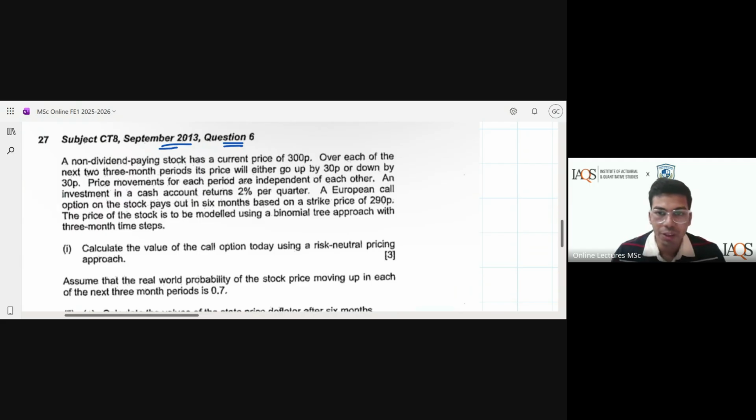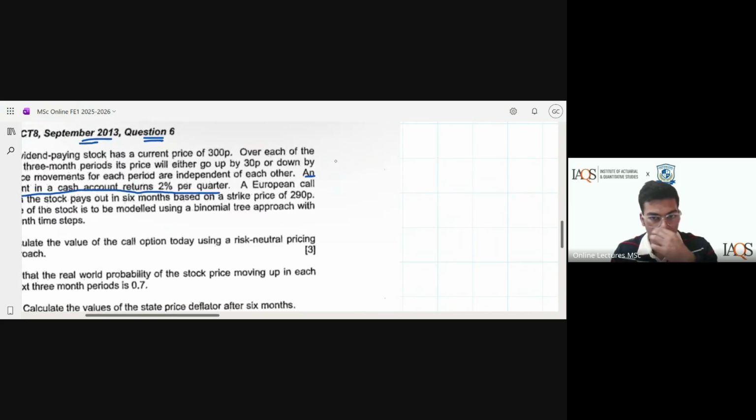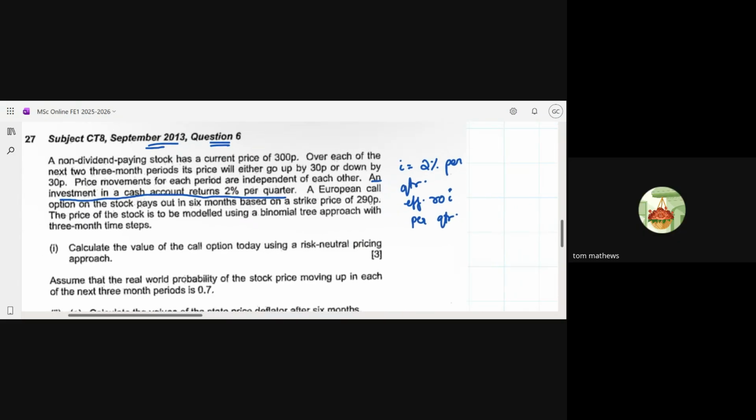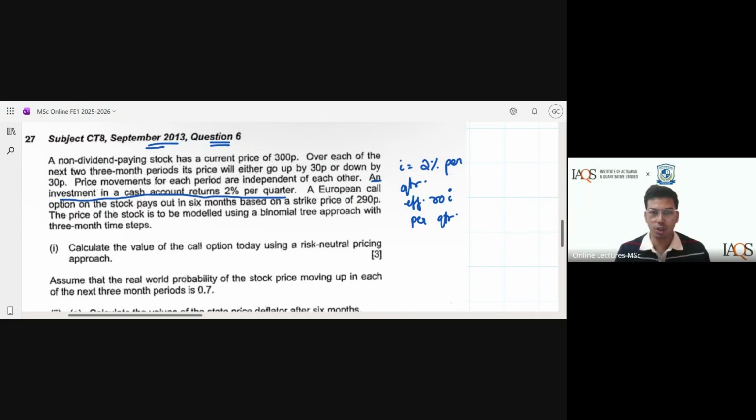I'll tell you this much. When they're saying an investment in a cash account returns 2% per quarter, they're ideally telling you that i is equal to 2% per quarter. So it's the effective rate of interest per quarter. It's not per annum, it's 2% per quarter. Now try to solve. Compounding quarterly? No, not compounding quarterly. It's the effective rate of interest per quarter.